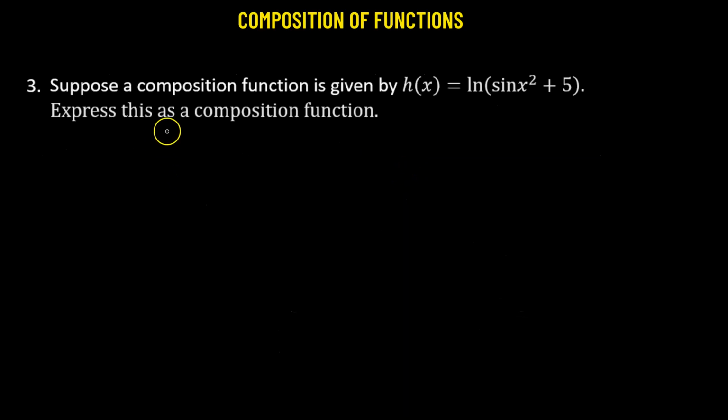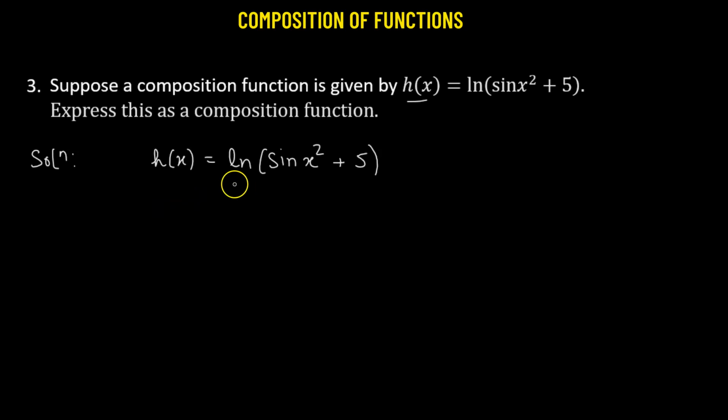Problem number 3. Suppose a composition function is given by h of x, which is natural log of sine x squared plus 5. We need to express this as a composition function. So we begin by analyzing this given function, and like in the previous problem, we'll try to make some guesses here. Let's note down the function first.